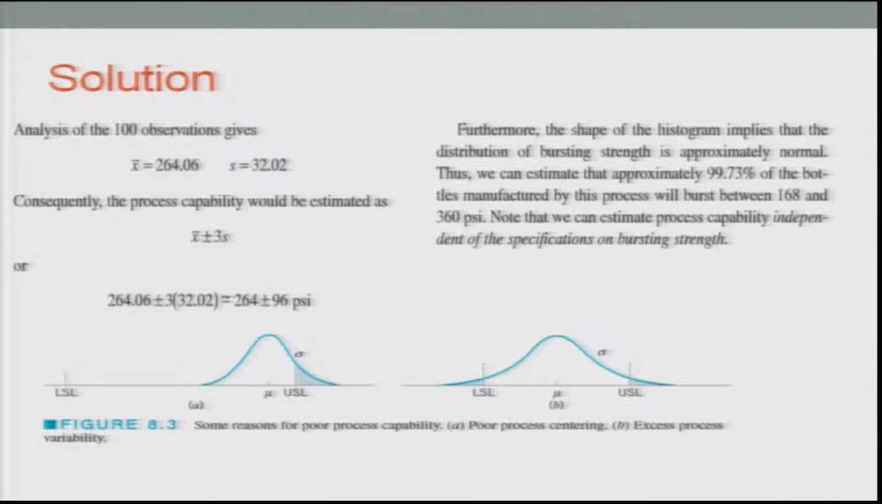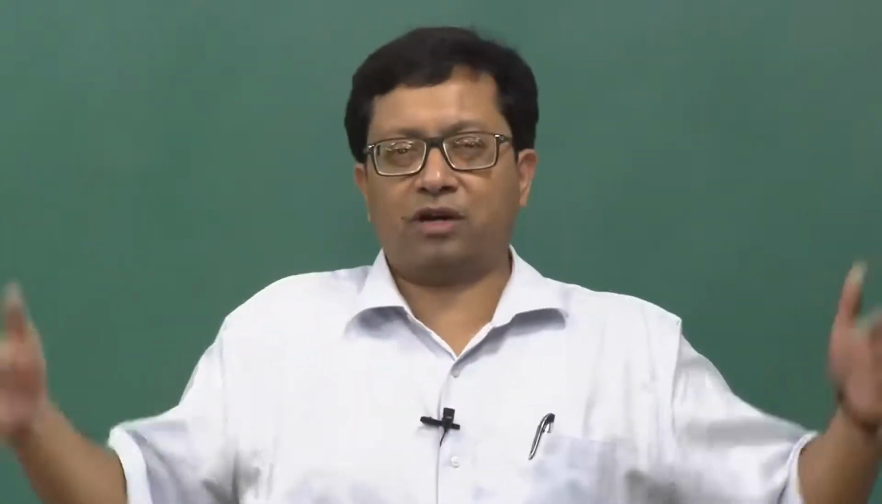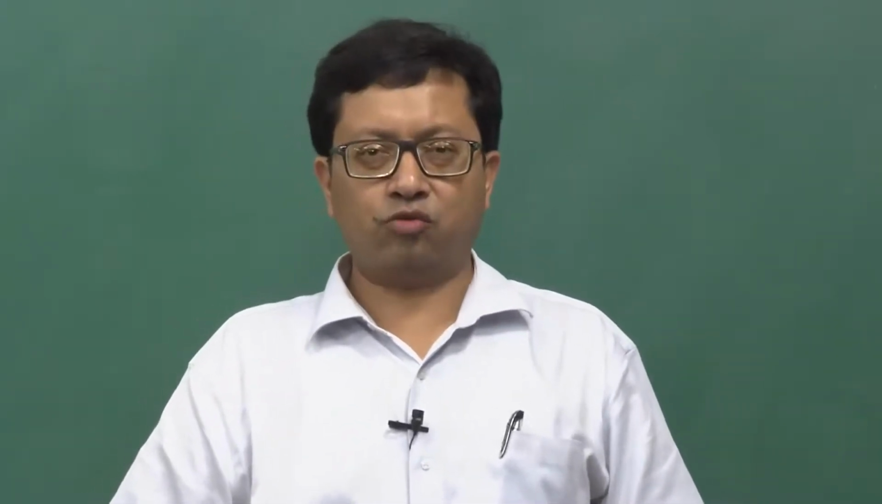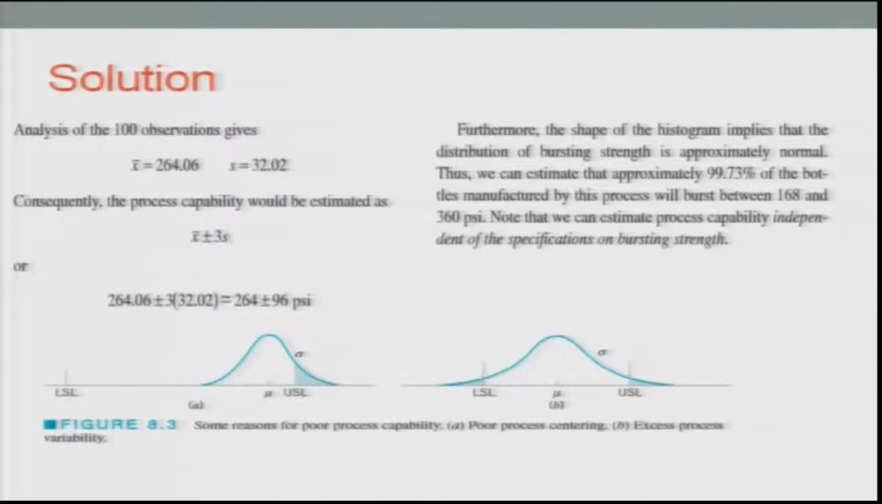So analysis of 100 observations gives you the central value, which is x bar is 264.06, and s, the standard deviation, comes out to 32.02. Consequently, the process capability would be estimated at x bar plus minus the level of confidence which you want to place multiplied by the standard error. So it will be x bar plus minus 3, the overall coverage is about 99 percent, multiplied by 32.02, where 32.02 is the standard error of the whole process.